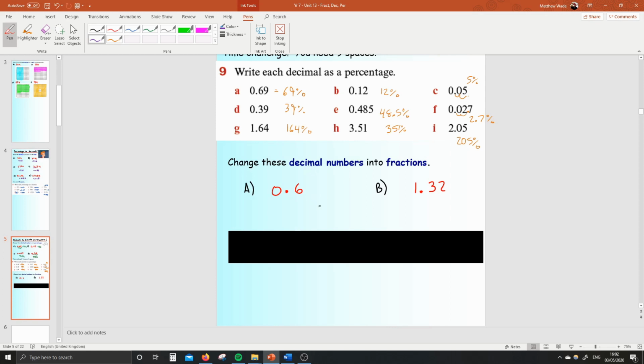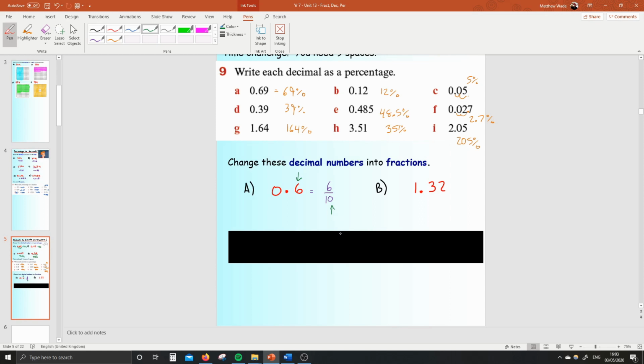Now, decimal numbers to fractions. Here's what you do to convert decimals to fractions. Essentially, this here, can you see the 6 here? It's 1 space after the decimal. That means this. It means you're going to go 6 out of 10. Because there was 1 gap after the decimal, we're going to have 1 0 there.